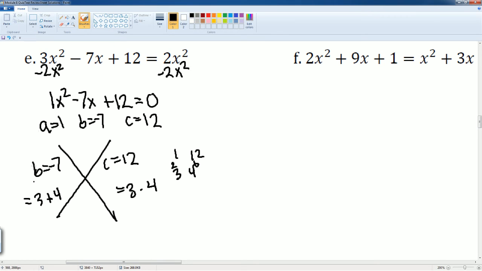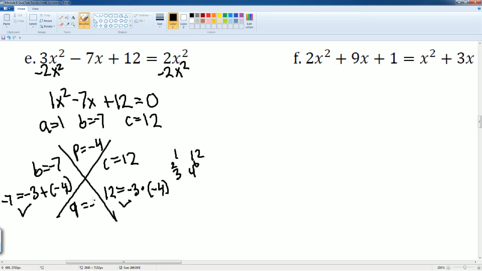Okay, I know what we're going to do. We are going to have negative 3 times negative 4. That gets you a positive 12. For this one, negative 3 plus negative 4 gets you negative 7. So that works. Right, so your two factors are negative 4 and negative 3. So we get x minus 4 and x minus 3.